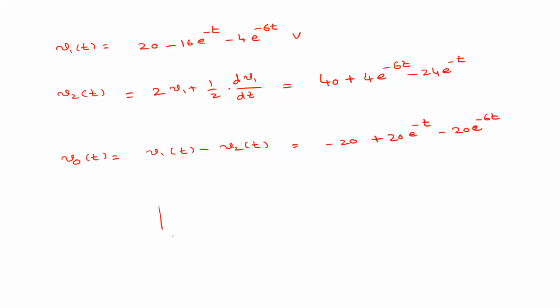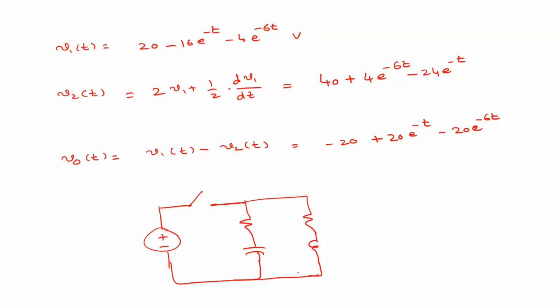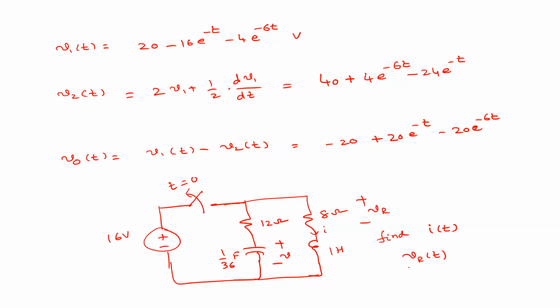If you are done with this, just try to solve this one. This switch is open at t equal to 0. So find I of t and the voltage across the resistor, VR of t. Also find the voltage V of t.